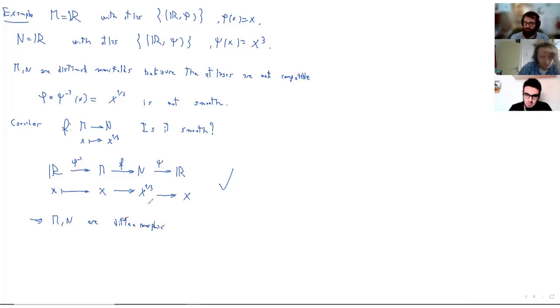And diffeomorphic, of course, means that there exists a map F from M to N and an inverse, also smooth.